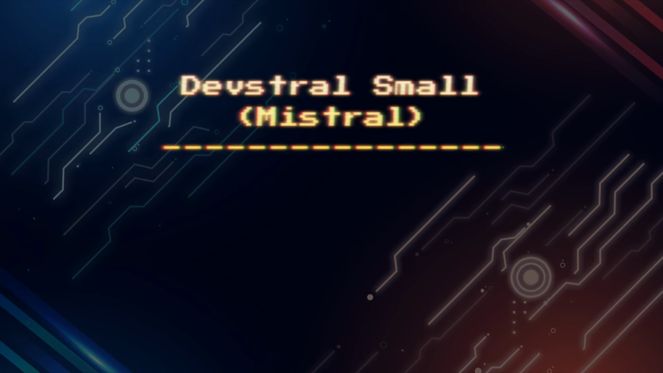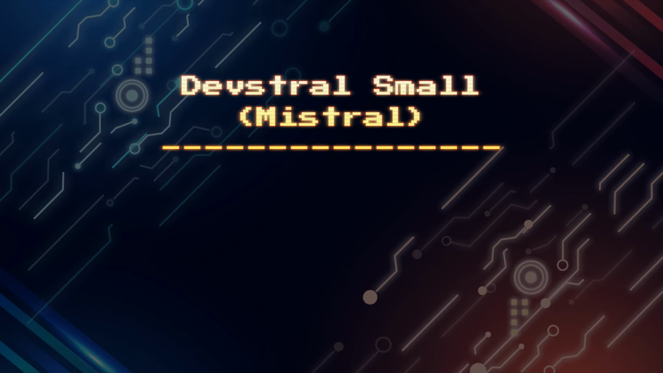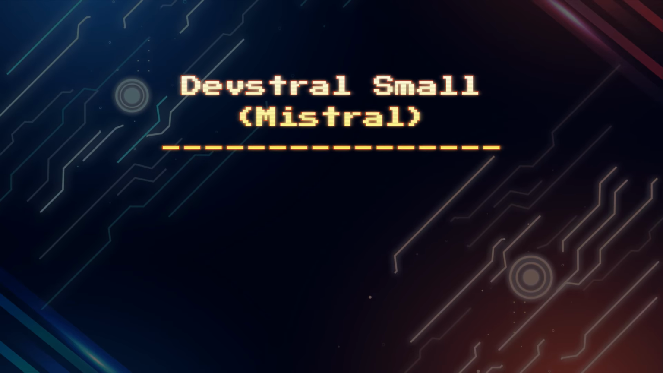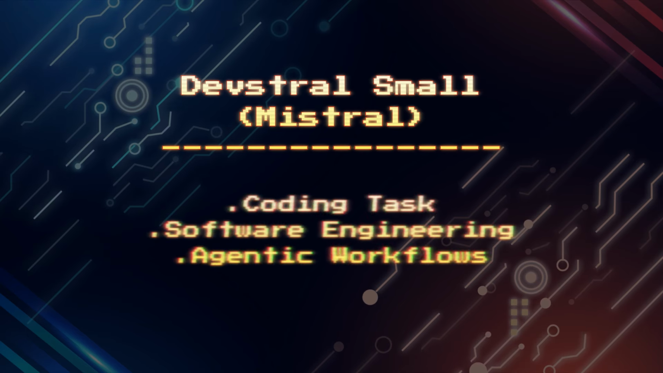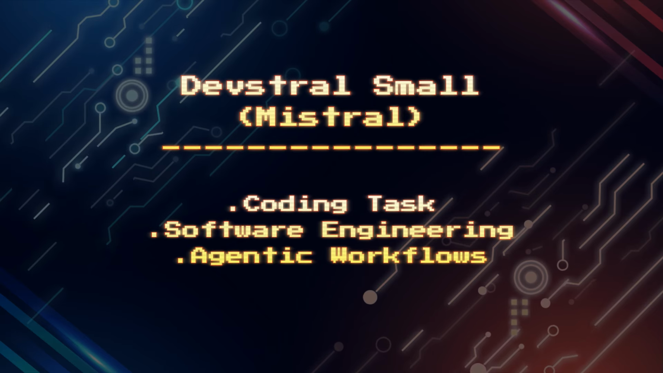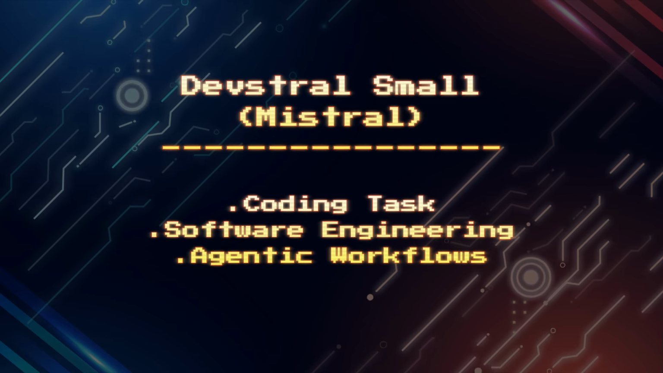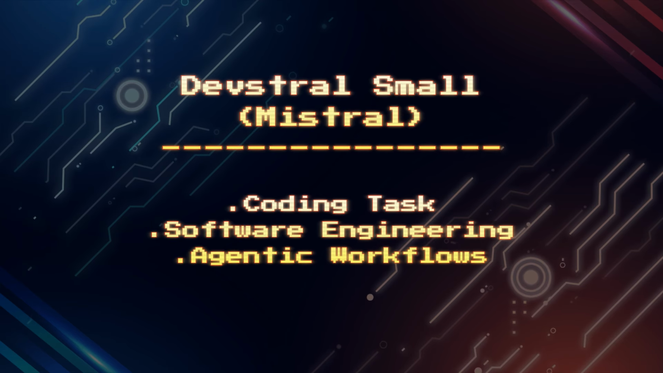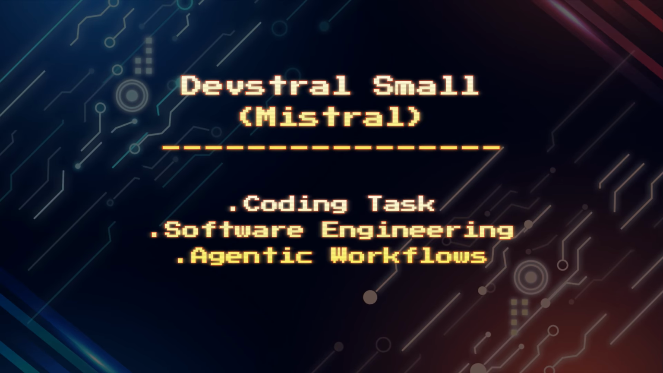There's also Devstral Small from Mistral, which is a coding-focused model optimized specifically for software engineering and code tasks. With 16 to 32 gigabytes of RAM, you can use this for coding assistant tasks, and it excels at coding, editing codebases, and agentic workflows relating to development.